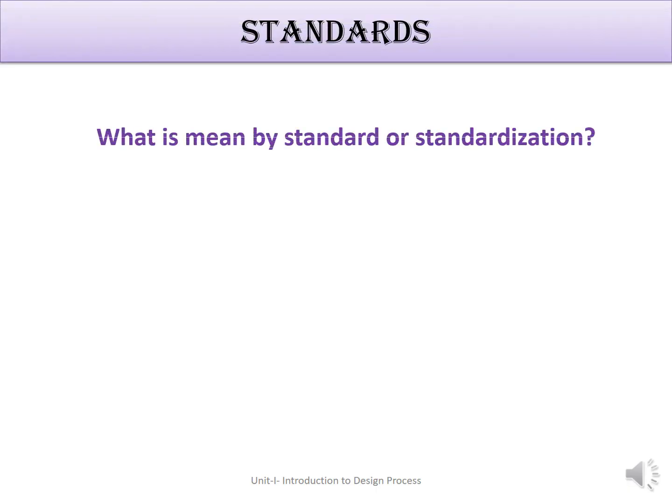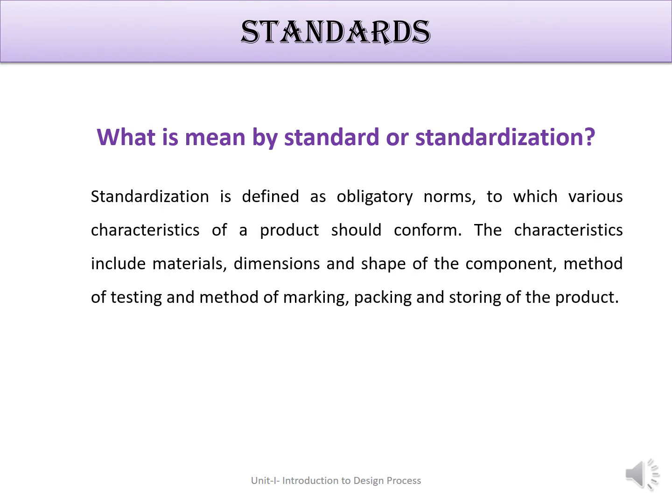Understand this thing. Now, what is meant by standard or standardization is it is defined as an obligatory norm. Okay, it's an obligatory norm. It is just, you can say, a rule to define anything to which various characteristics of a product can conform or should conform. The characteristics include the material, dimensions, shape, some common components of the methods, testing method, joining method, marking method, packaging, storing, and many else in the product. So this defines the standard. Okay, the standard doesn't mean other way. This is for the technical term.